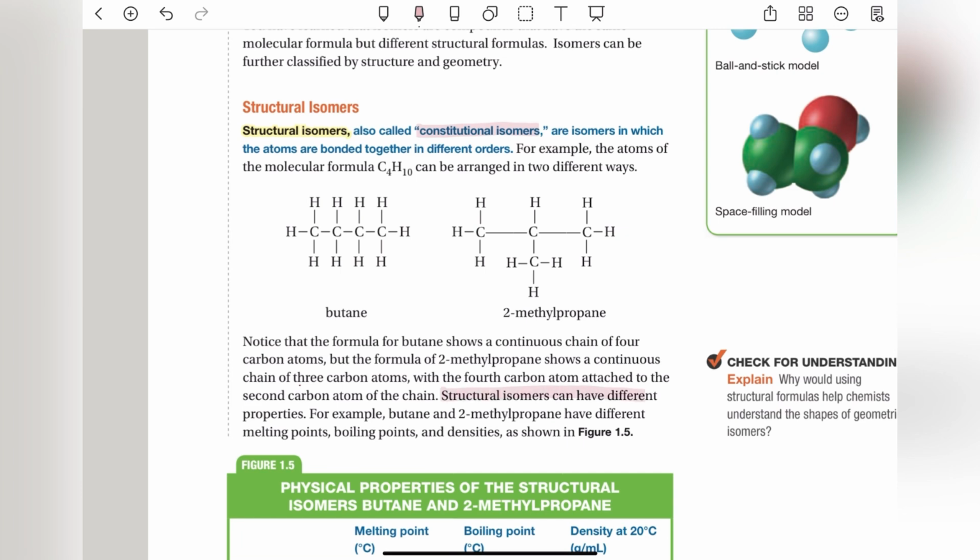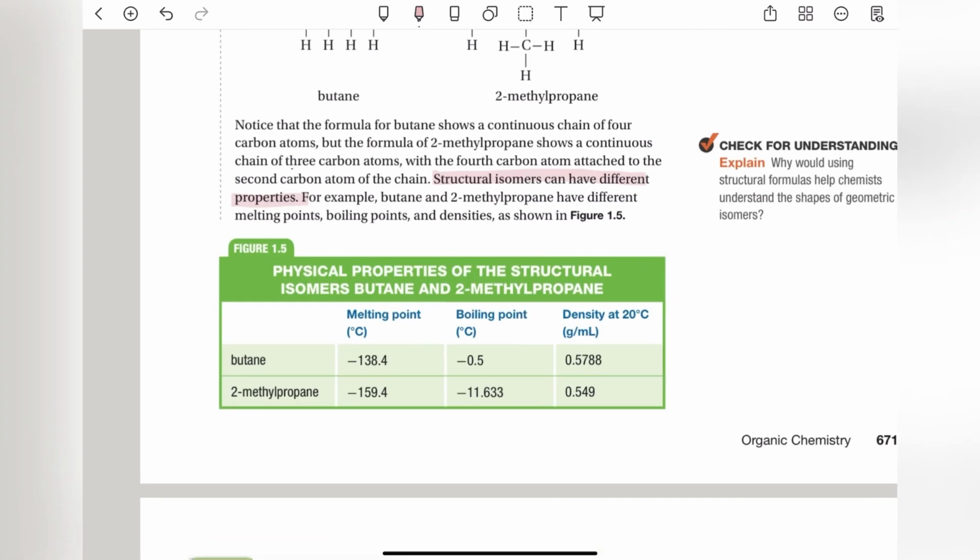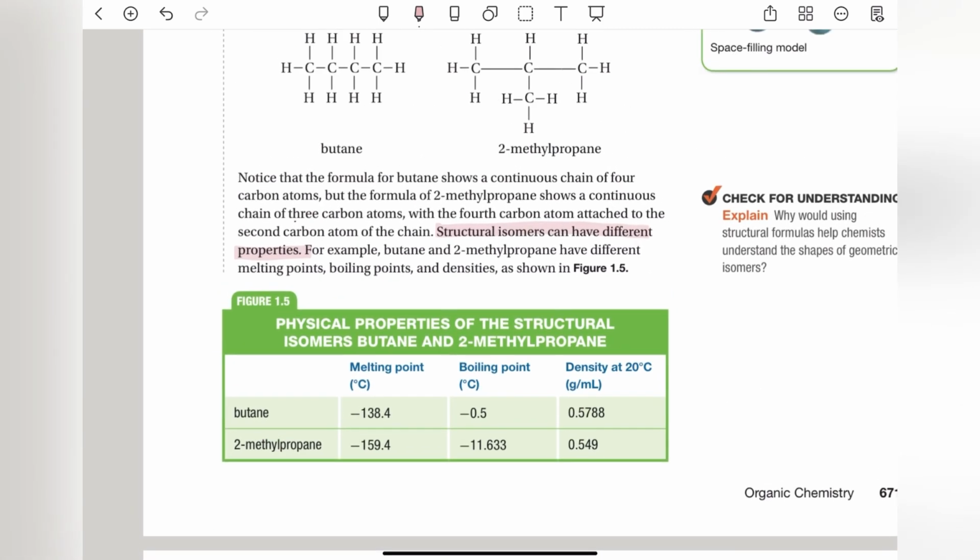Structural isomers can have different properties. This is also very important to note. For example, butane and 2-methylpropane have different melting points, boiling points, and densities as shown in figure 1.5. So here we can see the differences in the two isomers' melting points, boiling points, and densities.